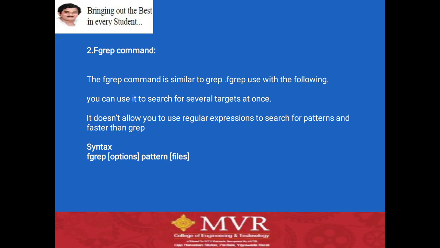So fgrep has one advantage and one disadvantage. The advantage is that fgrep can be used to search several patterns at the same time, but it cannot use regular expressions to search. That is the disadvantage. And the syntax is similar to grep: fgrep followed by options.